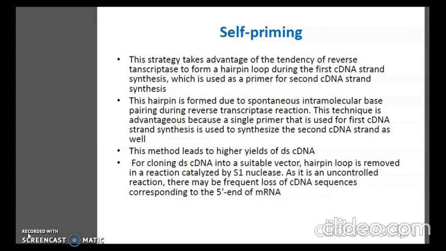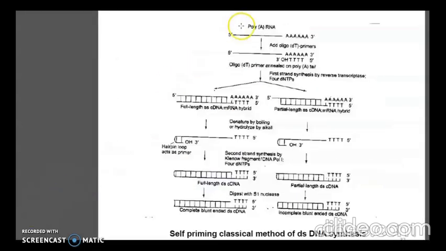For cloning double-stranded cDNA into a suitable vector, the hairpin loop is removed in a reaction catalyzed by S1 nuclease. As it is an uncontrolled reaction, there may be frequent loss of cDNA sequences corresponding to the 5' end of mRNA. And in this, you can see the schematic representation of the self-priming classical method of double-stranded DNA synthesis.